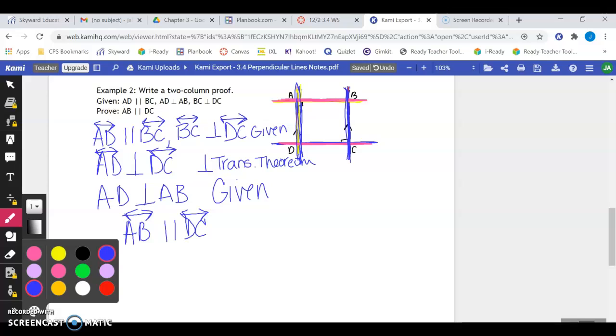So there's a lot going on in this little picture, and we just have to work our way through what we're given, what we know, and then where we can go from that. So to prove this, there's not a name for that theorem. We just have to say that two lines are perpendicular to the same line. So then, therefore, those two lines are parallel.